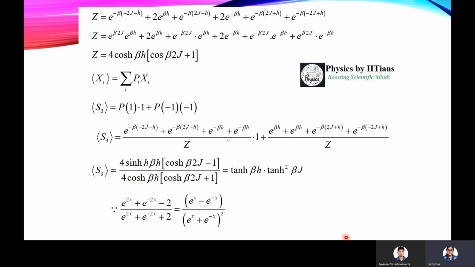Okay, so how do you find out the average spin? Now you have to calculate the partition function, right? Whenever you face this kind of questions, first of all you find out the energy values, then you take the partition function, that is the sum of e to the power minus beta epsilon i, where epsilon 1, epsilon 2, epsilon 3 are the energies, and you have to take the sum of all the terms. So the first term will give you e to the power minus beta into minus 2J minus H, plus 2 into e to the power beta H.